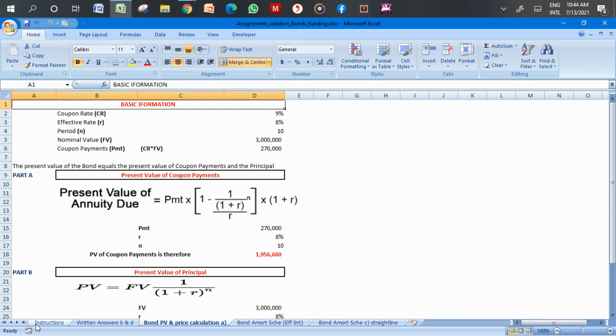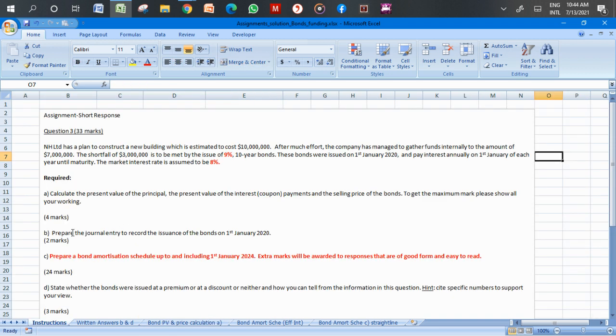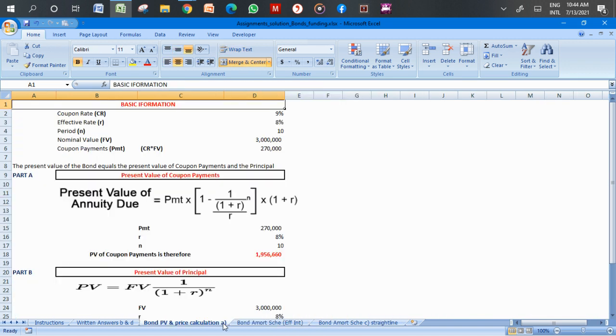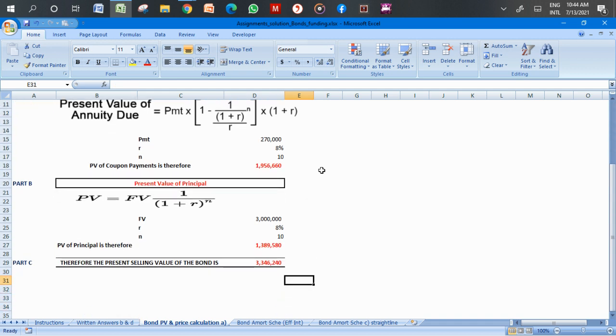Now question number 2 says prepare the journal entry to record the issue of the bonds on the 1st of January 2020. This is simple. As you could see from our calculations here, the bond's face value is 3 million, but the present value is what we are going to receive. The difference between the present value of the bond and the face value, we call the bond premium.